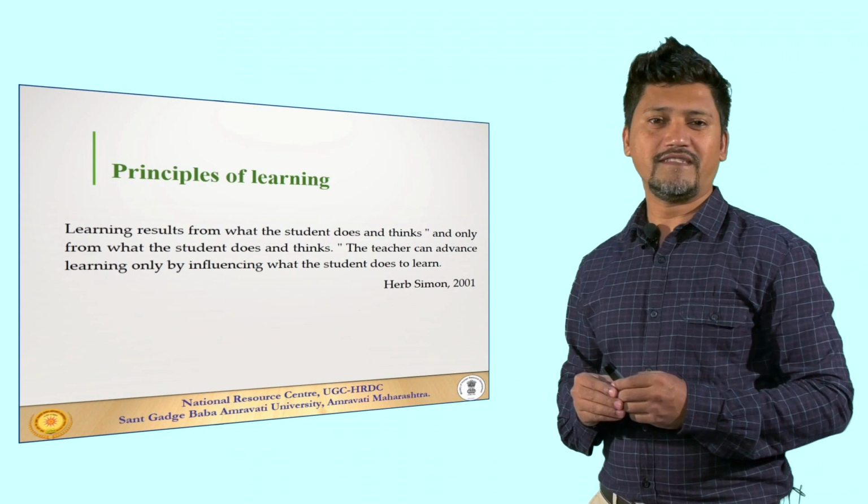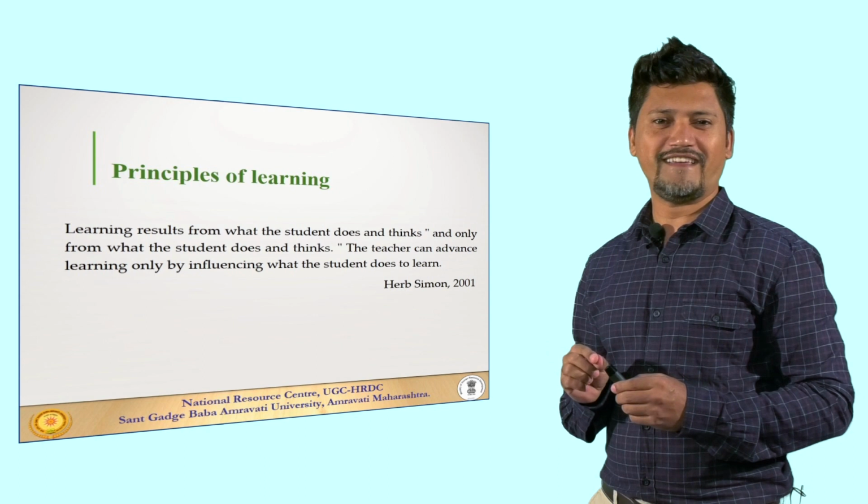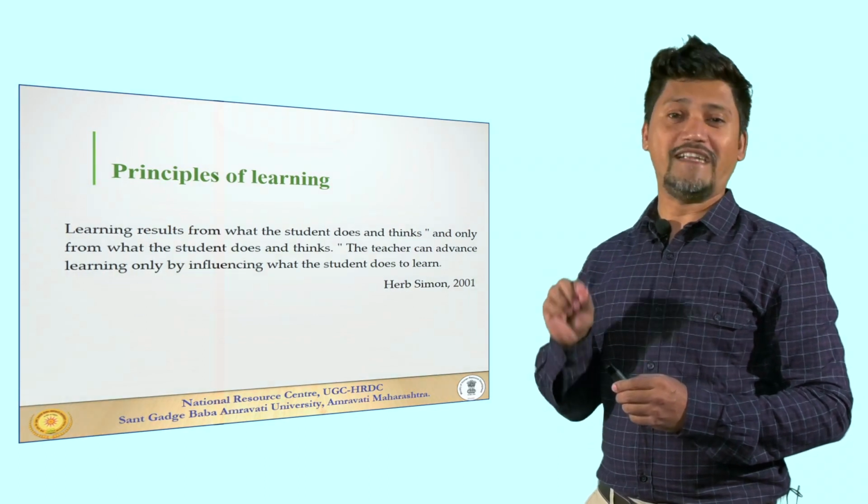Now, we all know that we have moved from a teacher-centric approach to a learner-centric approach to teaching, and hence understanding the principles of learning does matter. Herb Simon says that learning results from what the student does and thinks, and only from what the student does and thinks. The teacher can advance learning only by influencing what the students do to learn. Now let us take a look at all these principles one by one.